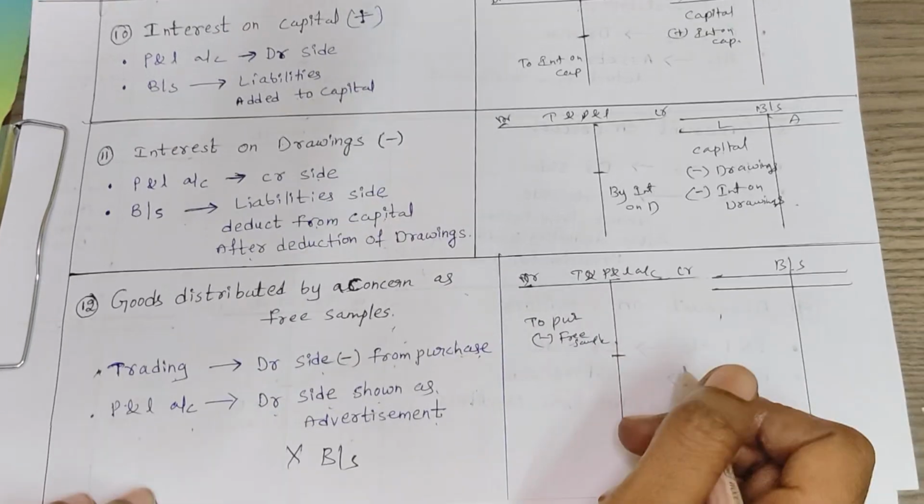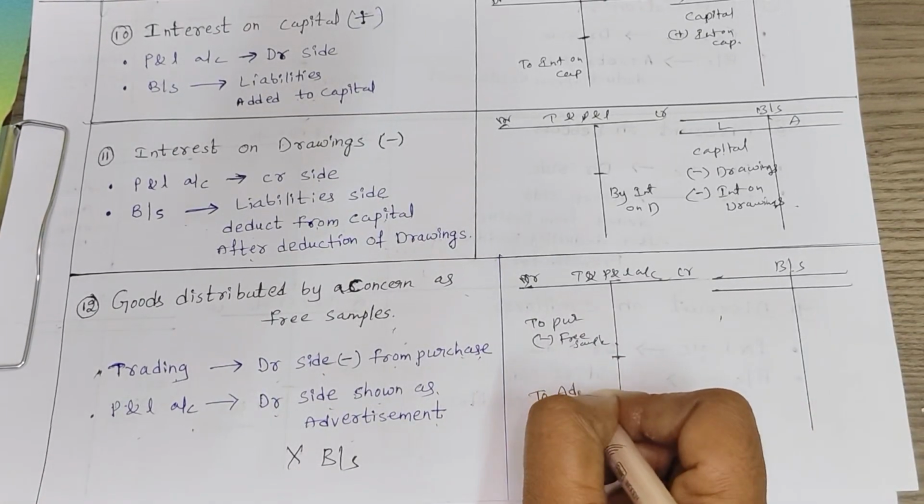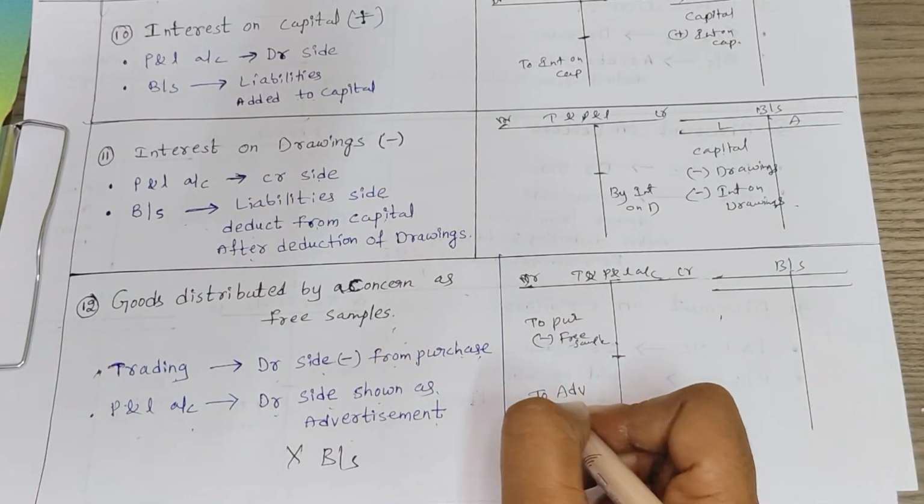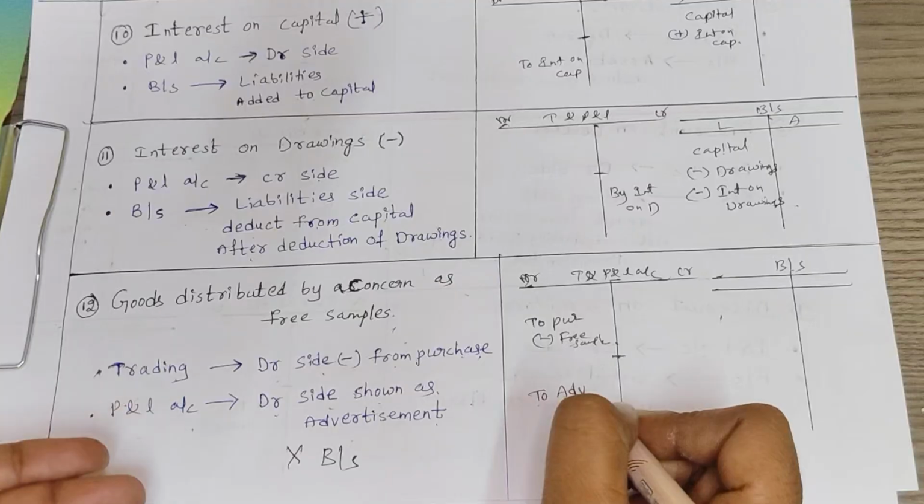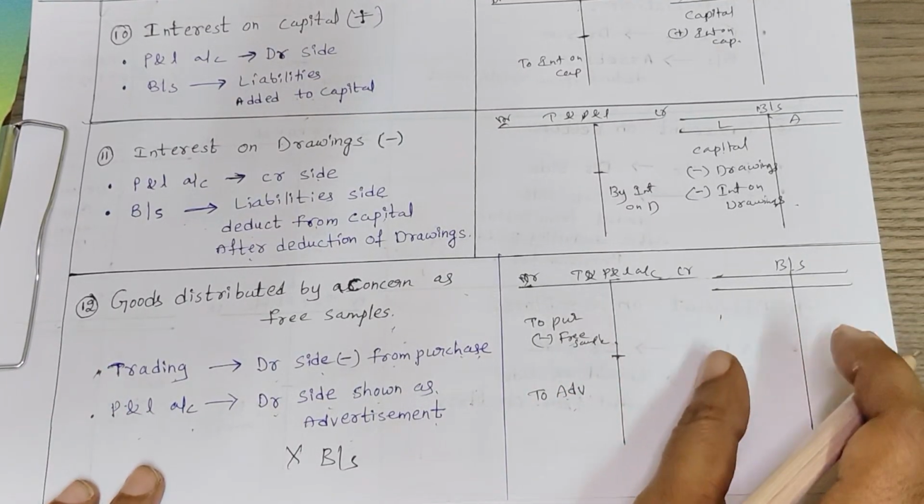Okay. Again, we need to write in the profit and loss account debit side as advertisement. For the advertisement purpose only, we are distributing those free samples. Yes. So we need to write it under advertisements. It's an expenditure, so we are writing it on the debit side of the profit and loss account. It will not appear in the balance sheet.